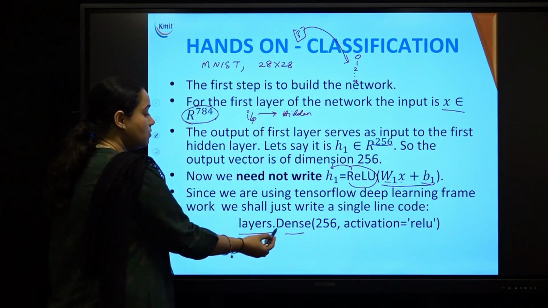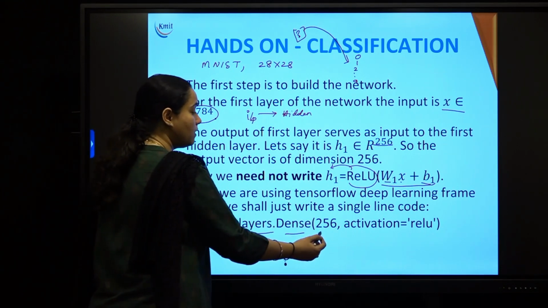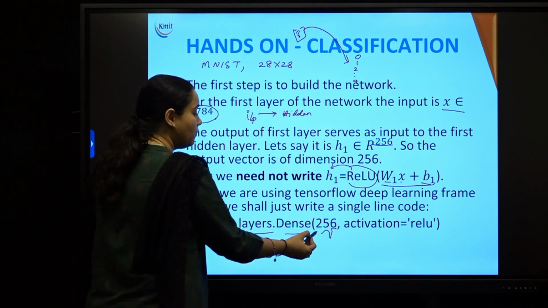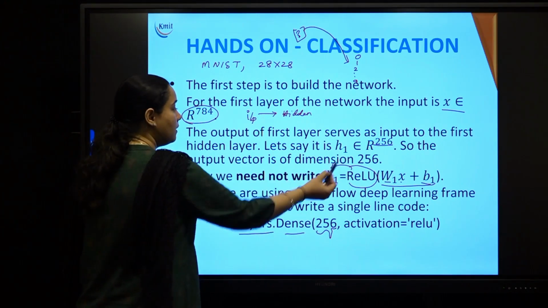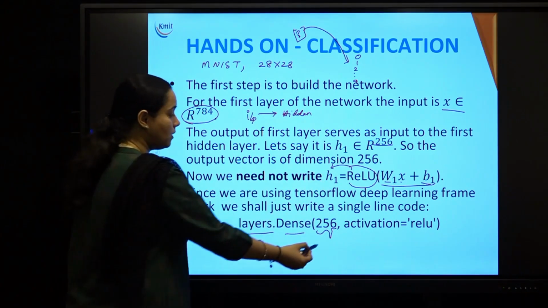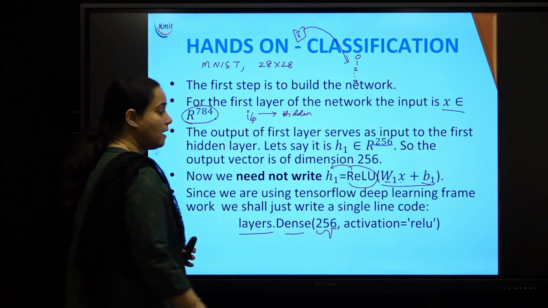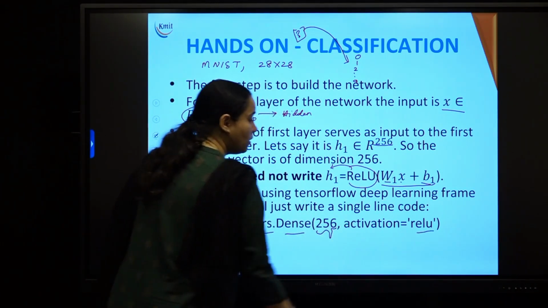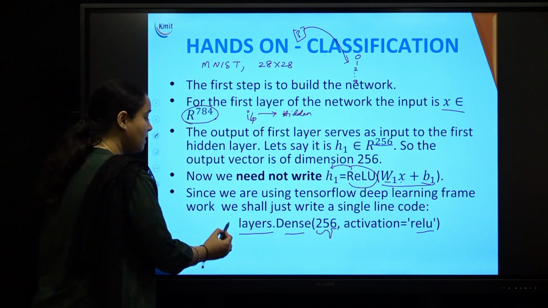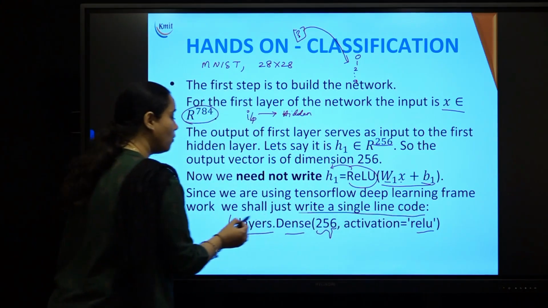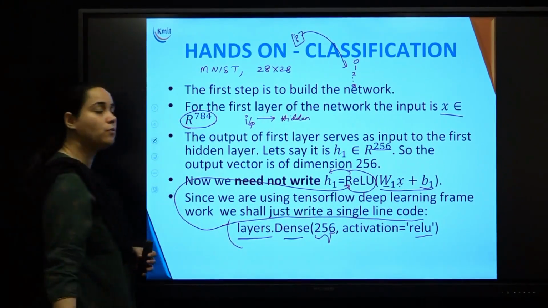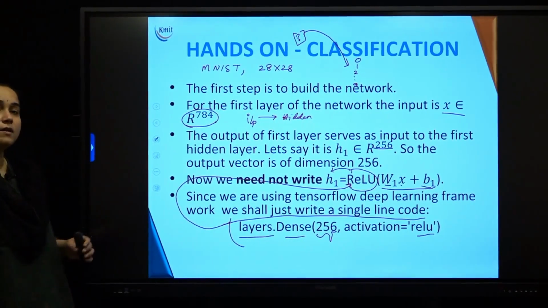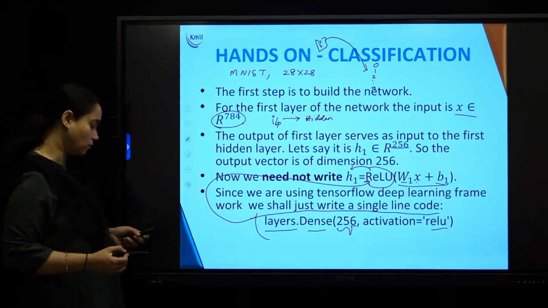So now you have layers.dense, and then what you are giving there is the number of outputs. You have to decide that, and here I have decided that the vector dimension is 256. So I am giving 256 here, and what is the activation function that I am going to take? It is ReLU. The moment I give this particular line of code, all that it is doing is calculating this part which we used to do manually till now. So you can understand to what extent our burden is reduced.